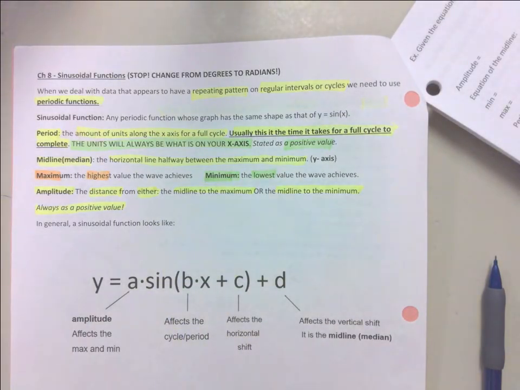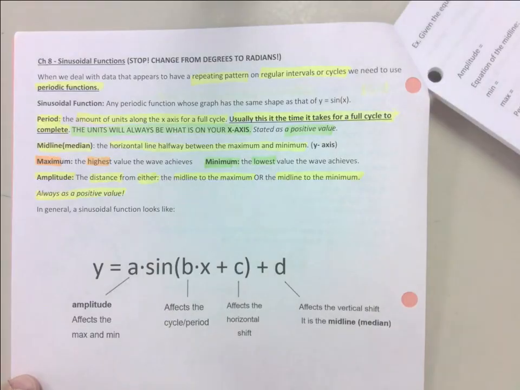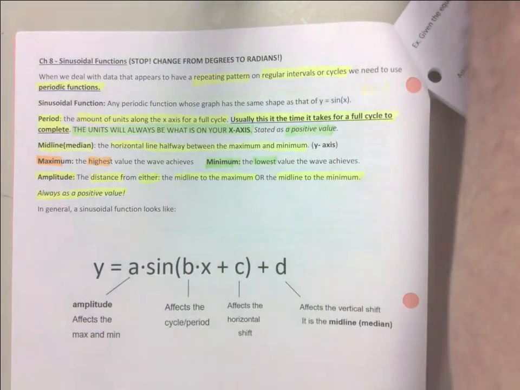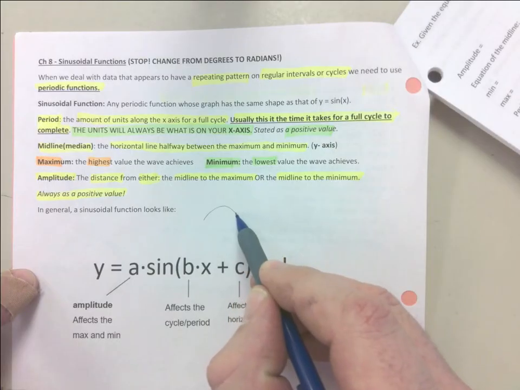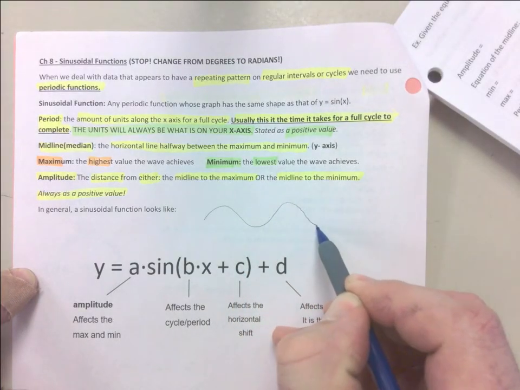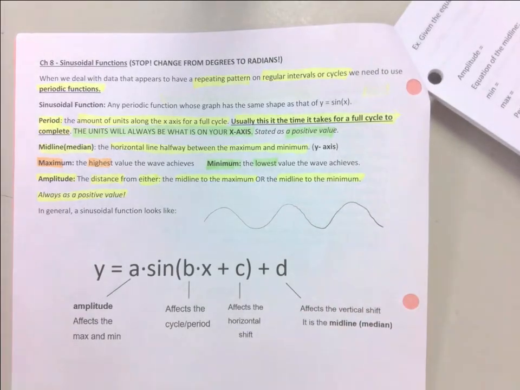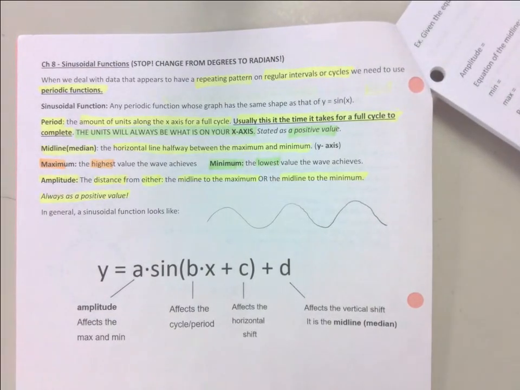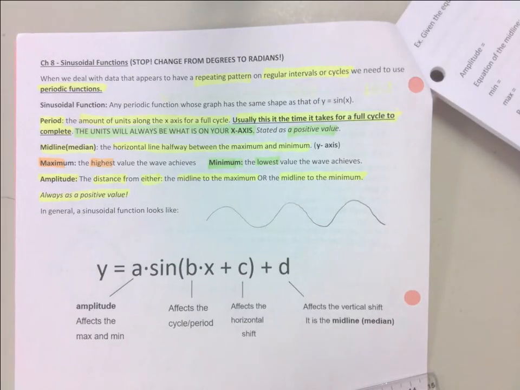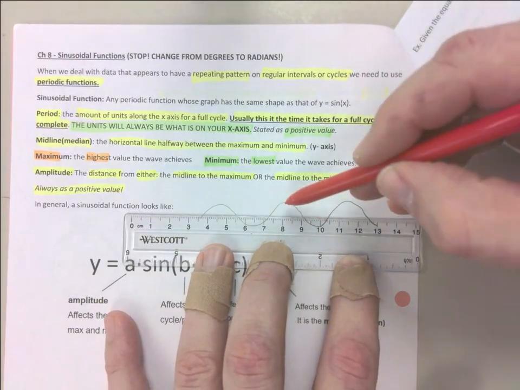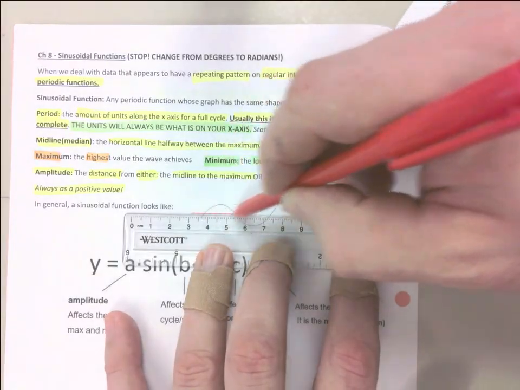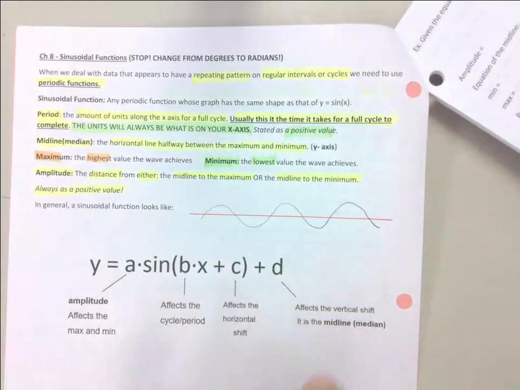So I'm going to give you a little summary here by way of a graph, so you can see it visually. Okay? So if you think of a wave like this, just do a couple that look like that. Then we have the midline, also known as the median. The midline cuts this thing right in half. It figures the highest and the lowest point, and so that is what we call the midline.